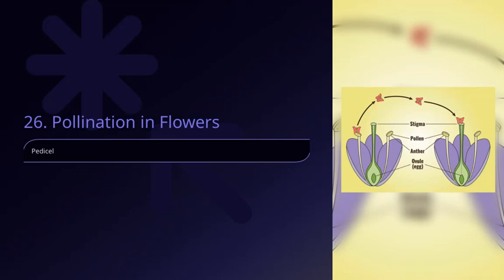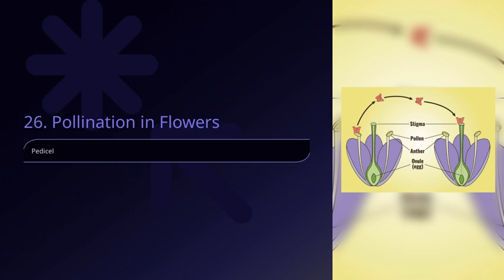Now, let's take a closer look at the pedicel, which is an important part of the flower's structure. The pedicel is essentially the stalk that connects the flower to the main plant. It plays a vital role in supporting the flower and positioning it in a way that maximizes its chances of attracting pollinators. By elevating the flower, the pedicel helps ensure that pollinators like bees and butterflies can easily access the reproductive parts. This connection is key to successful pollination, which, as we've seen, is essential for plant reproduction and the production of fruits and seeds.